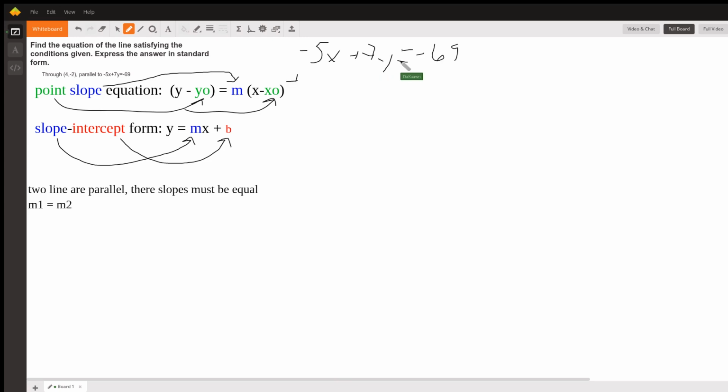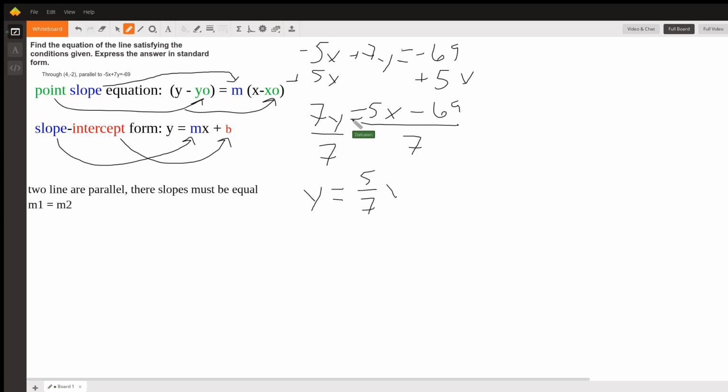I'm going to add 5x to both sides. That then gives us 7y equals 5x minus 69. Then we're going to divide both sides by 7. And then that will give us the slope-intercept form: y equals 5 over 7 x minus 69 over 7. So the important part for us to take away from this is that in the slope-intercept form, we now know the slope.